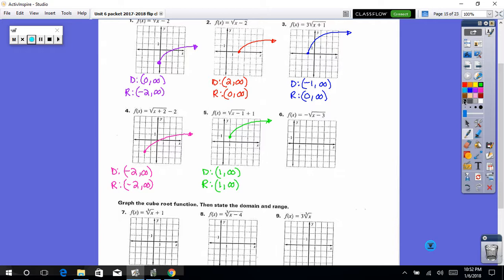Okay, last one for square roots. Okay, we are moving to the right 3. And then we are flipping ourselves upside down. Okay, domain is now from 3 to infinity. And our range, because we do lowest to highest, so bottom to top, the lowest we will ever get is negative infinity, and the highest we will ever get is 0.